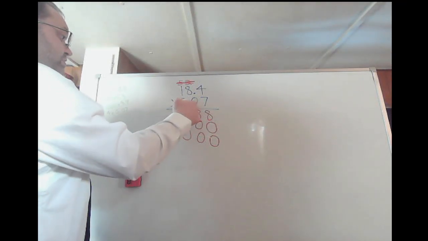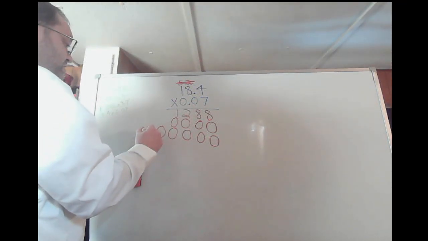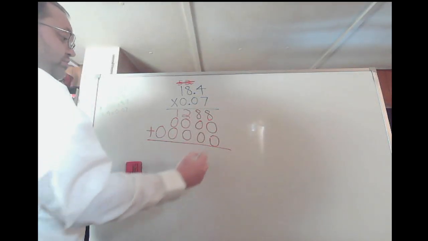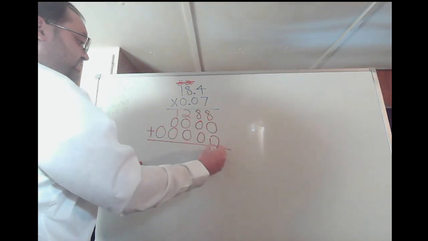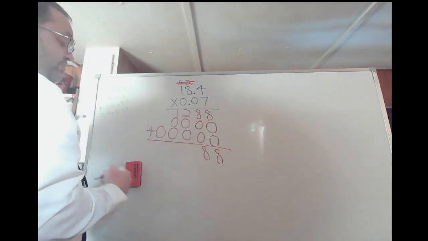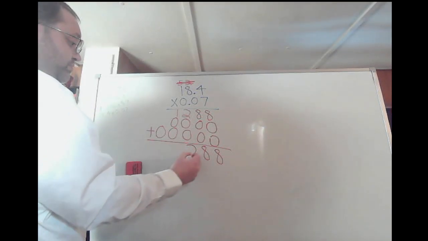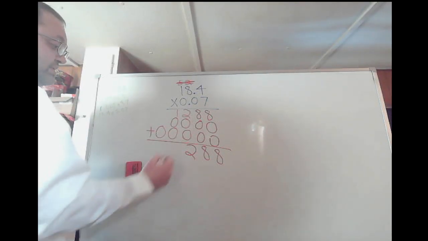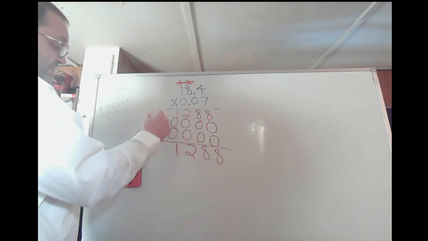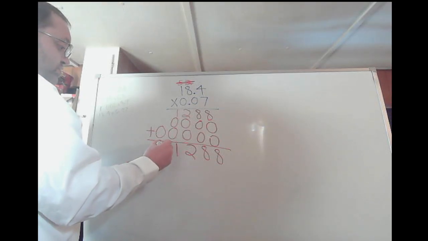Now that we've answered all 3 numbers of the second term, we can go ahead and add this up. So 8 plus 0 plus 0, that's just 8. 8 plus 0 plus 0 again, that's 8. 2 plus 0 plus 0, that's 2. 1 plus 0 plus 0, that's 1. And then we have 0 plus 0 plus 0, which is 0.